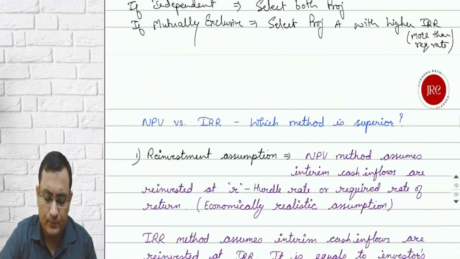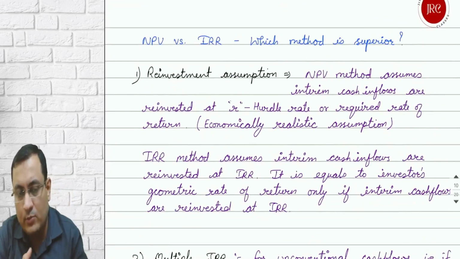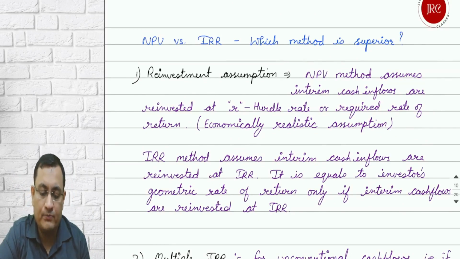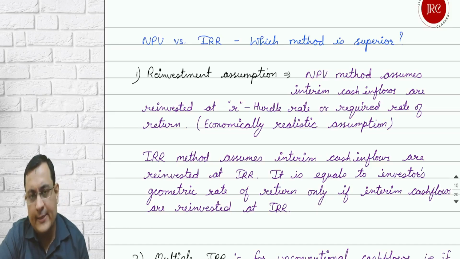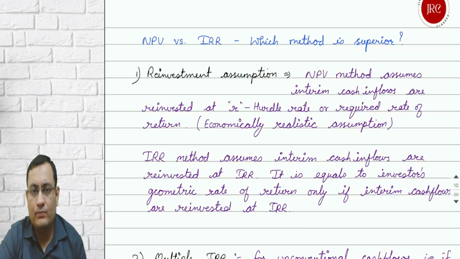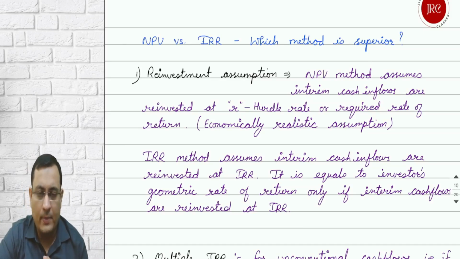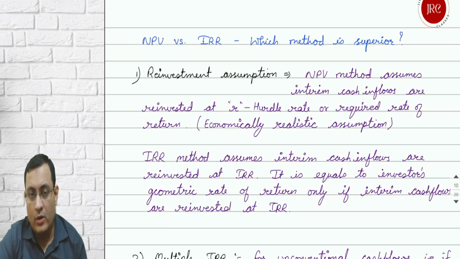But before that, out of these two methods, NPV and IRR, which method is better? Which method is superior? There are two reasons for which NPV is superior. Can NPV and IRR give contradictory decisions? The question is, superiority will come when there is a contradiction. This is the third part of the LOS. Contrast these methods.